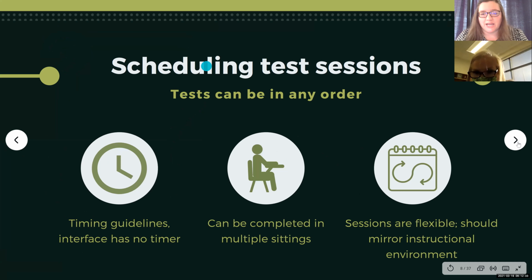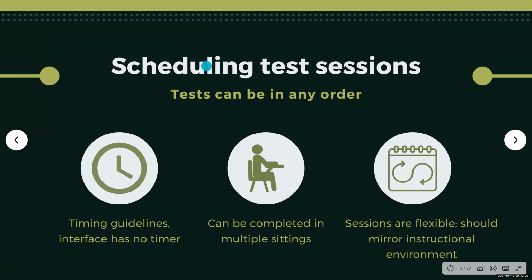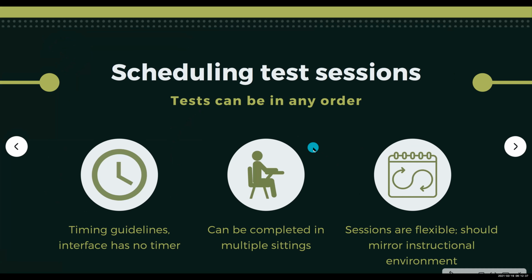So to review, the RISE testing sessions should be hopefully pretty flexible. You need to follow the timing guidelines as the proctor to help students finish in that reasonable time frame of 90 minutes. But you can complete the test in multiple sittings. You can have them pause and resume. Actually, it's up to 99 times, so students can pause and resume several times. And then the sessions are flexible.